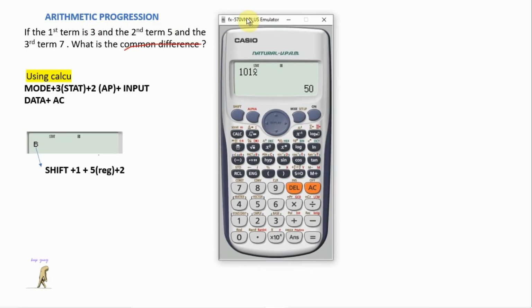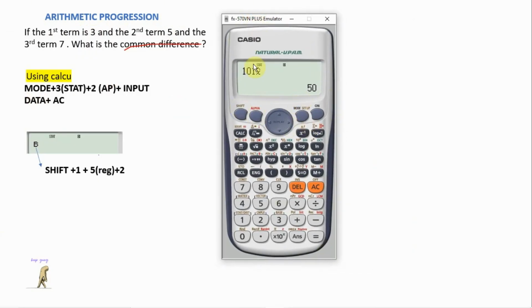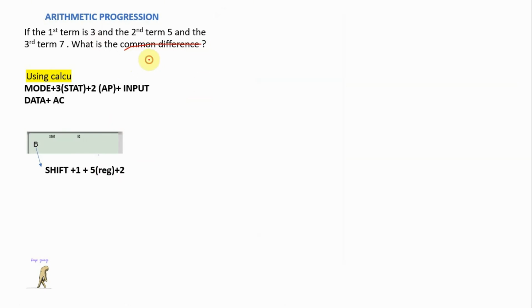So again, we do have the same problem, so we will not change the data that we already have. What we're gonna do now is press AC or direct by shift, then 1, then 5 for regression, and as you can see the B here, number 2. The value of B in our arithmetic progression is the common difference. We're gonna press equals, it has a 2. So, as we got a while ago, it is 2. In our calculator, it is also 2, of course.